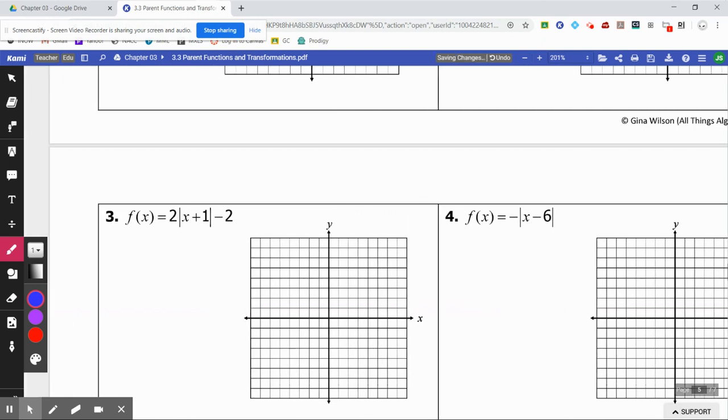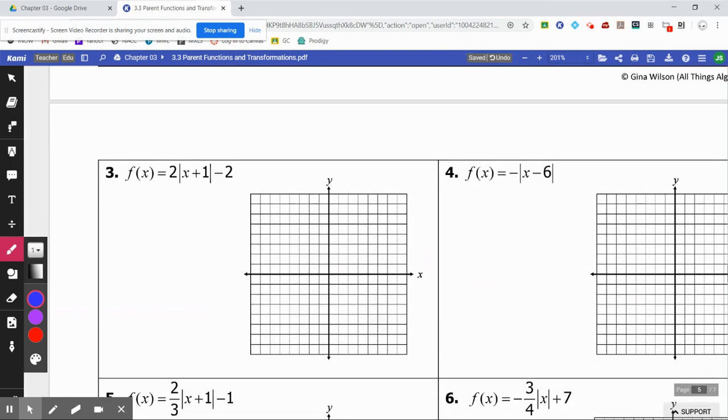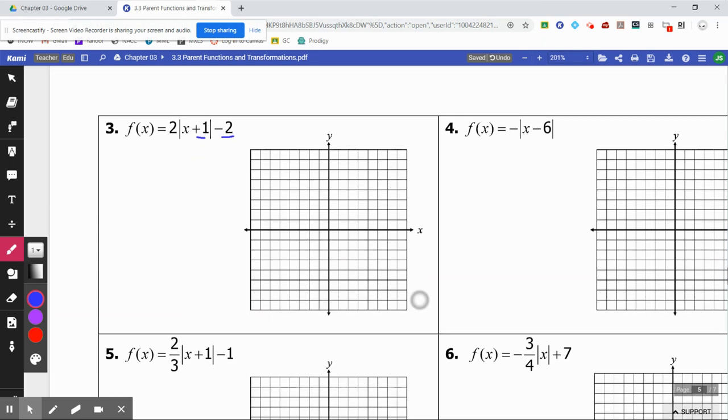Number 3. This +1 moves your graph left 1. This -2 moves your graph down 2. So left 1, down 2 is here. 2 over 1 is your slope. So we're going to rise 2 and run 1. Or we're going to go left 1, rise 2 and left 1 to get our -2 there. And there is your function.